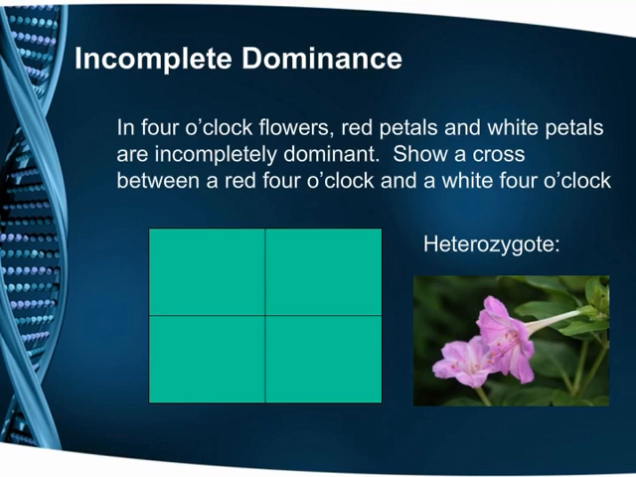Big R prime indicates that they are going to blend together. They won't be red and white. That would be a codominant type of inheritance. They will be pink, blended.